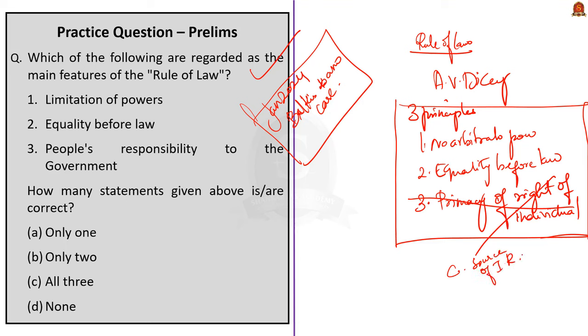Now, coming back to the question here, the first statement is correct. Second statement is also correct. Both are the characteristics of the rule of law. But the third statement is incorrect. It is the government that is responsible to the people and not the vice versa. So the correct answer for this particular question is option B, only two.